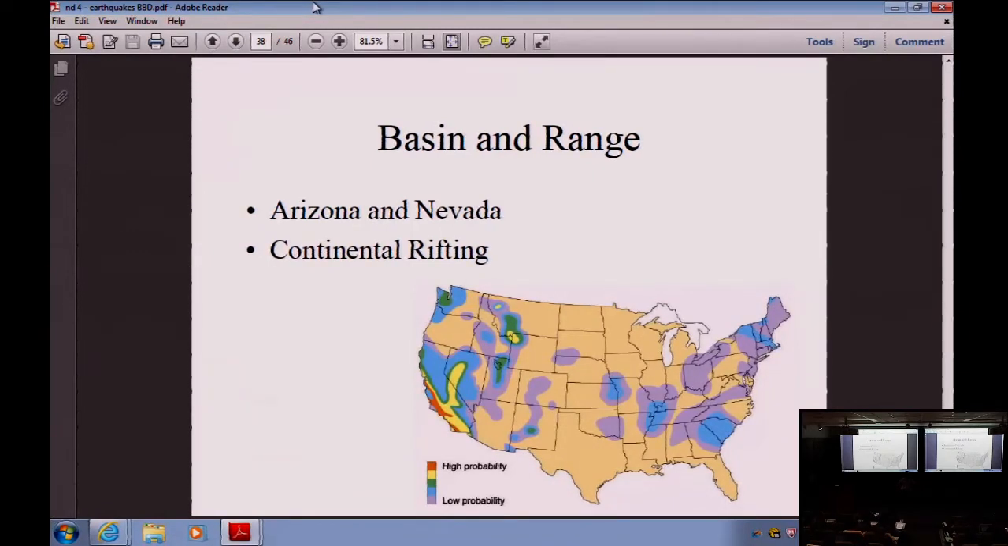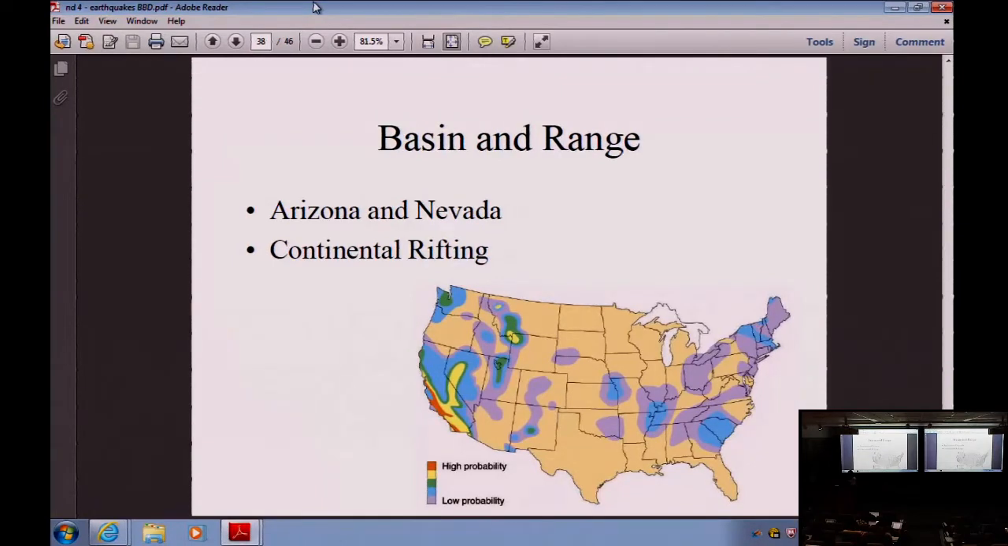And so when you pull rocks like this, same thing with pushing them together or sliding things past each other, you can only build up so much tensional stress before one block of rock drops down relative to the other, and you end up with earthquakes. So this is continental rifting, the earth pulling apart.